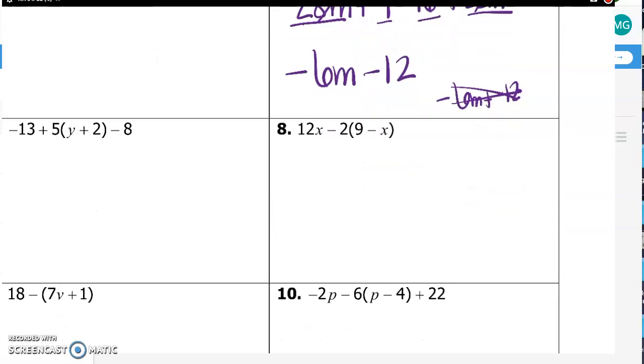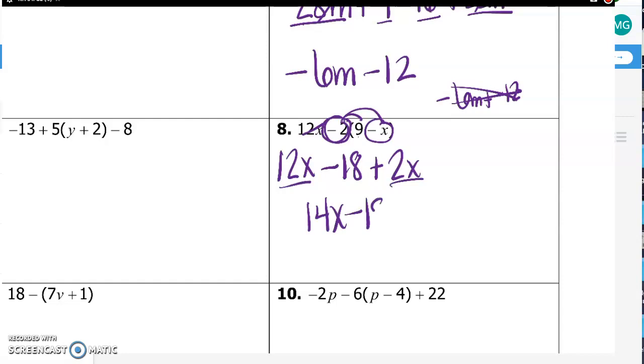Number 8, you need to be really careful. The 12x comes down. Then you're distributing a negative 2. So minus 18, but then plus 2x. Negative times positive makes a negative. Negative times another negative makes it positive. Combining like terms, we have 14x minus 18.